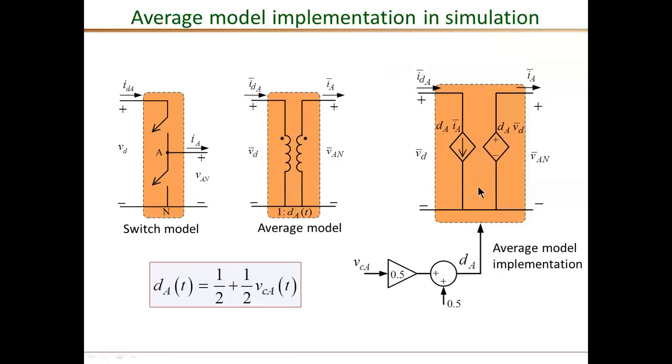And the other thing to note is the duty ratio comes from the control voltage VCA, so that the expression for D is 1/2 of VCA plus a DC offset of 0.5.